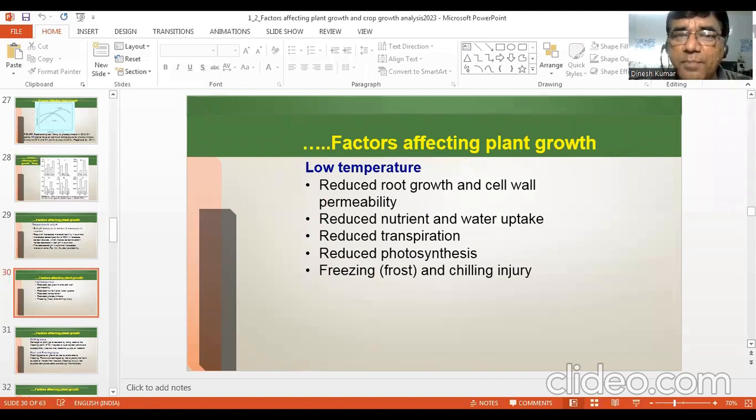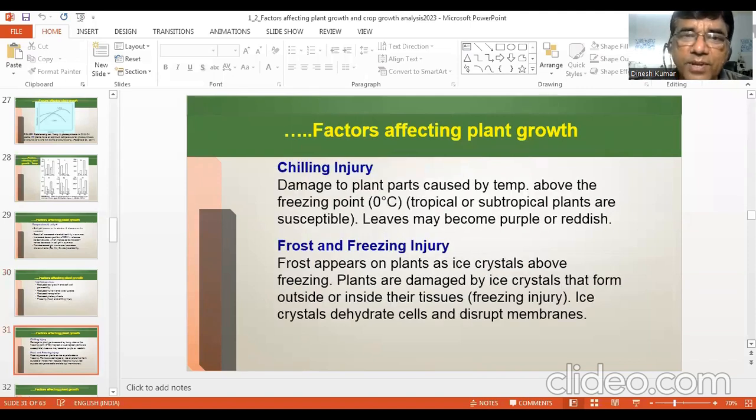So two kinds of injuries can happen because of low temperature: one is freezing injury, the other is chilling injury. Let us check the difference between chilling injury and freezing or frost injury. Chilling injury is damage to plant parts caused by temperature above the freezing point, 0 degrees centigrade. It is mainly seen in tropical or subtropical plants, not in temperate plants. Leaves may become purple or reddish. Sometimes you must have seen this in maize, when you grow the crop during winter, as rabi maize is grown. You will see some discoloration because of chilling injury.